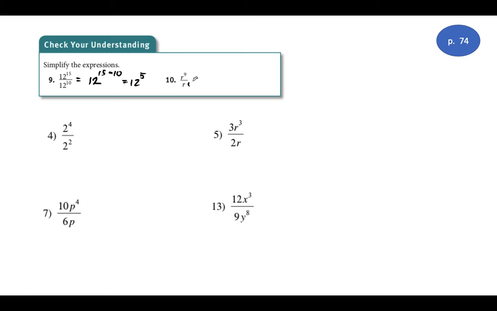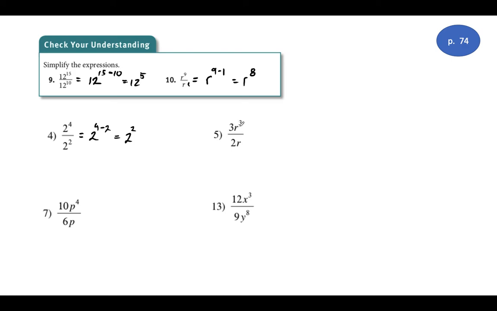So when I subtract my exponents, it's going to be r to the 9 minus 1 power, which is equal to r to the 8th power. All right, again, these problems are not in your book. Little extra practice I thought you could use. You can write them in. Here we have 2 to the 4th power divided by 2 to the 2nd power. So I'm going to subtract the exponent of the numerator minus the exponent of the denominator, and I get 2 squared.